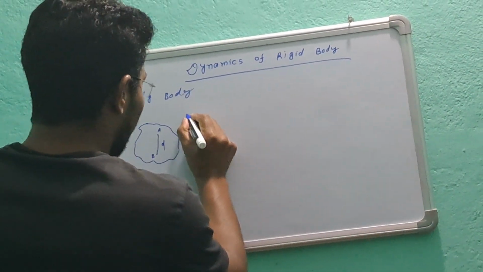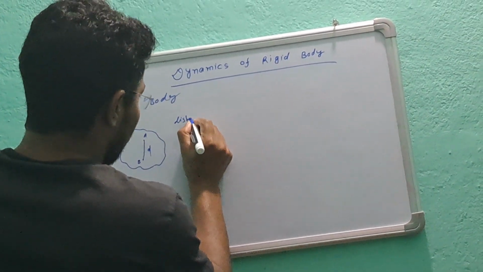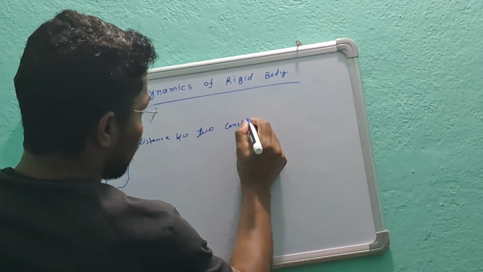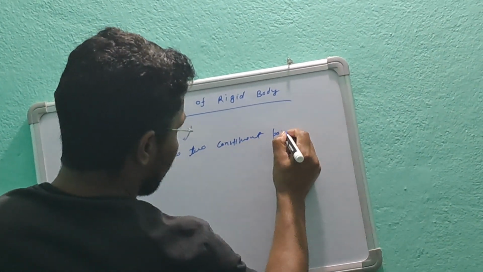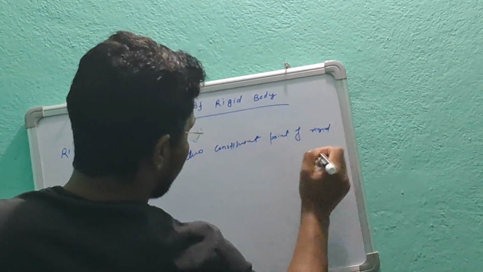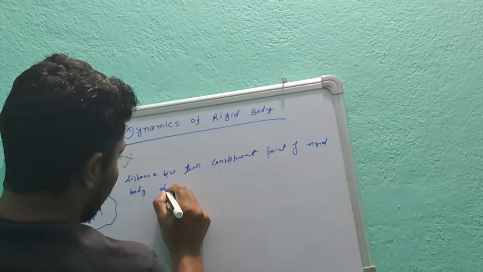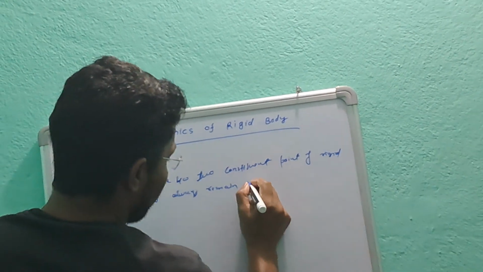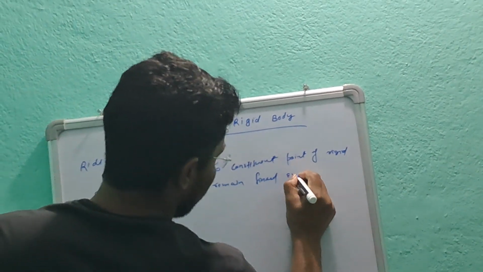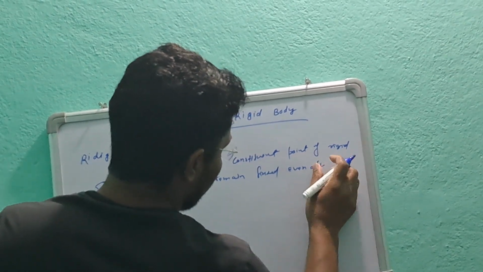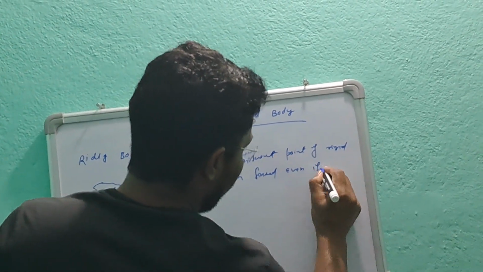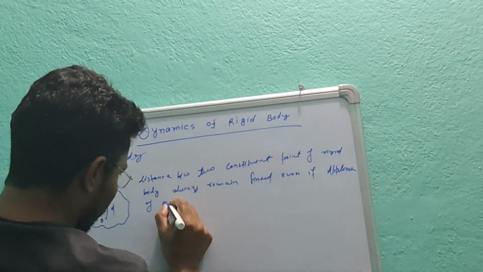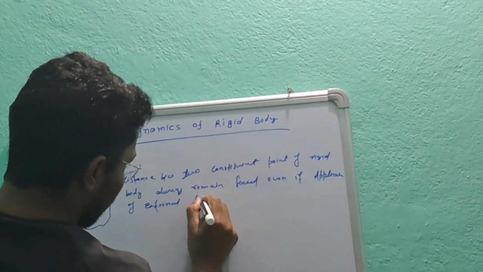So distance between 2 constituent points of a rigid body always remains fixed even if an external force is applied.